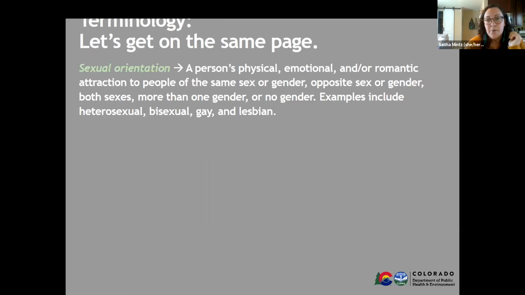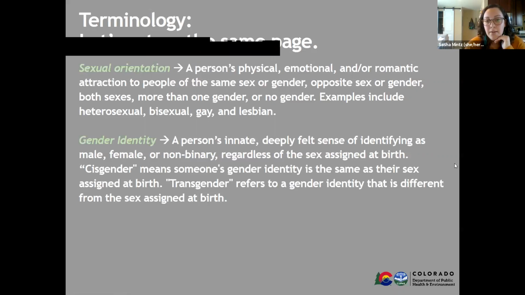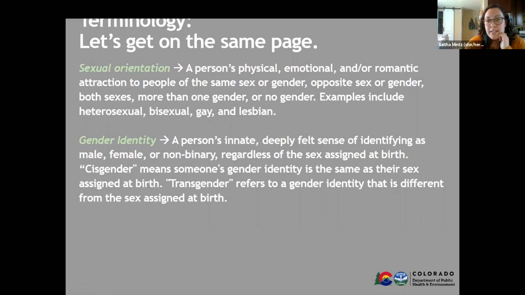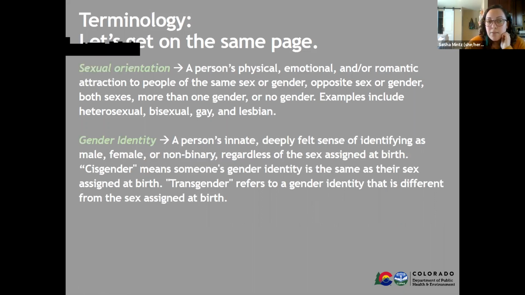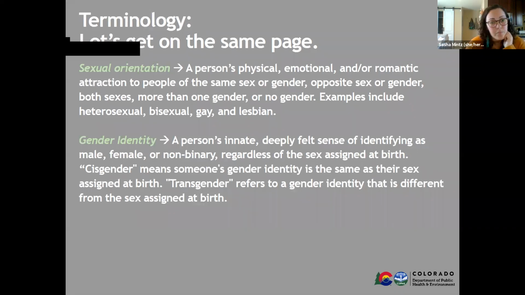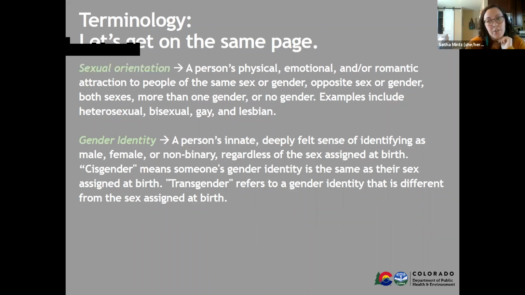Gender identity is a person's innate, deeply felt sense of identifying as male, female, or non-binary, regardless of the sex that they were assigned at birth. Cisgender means someone's gender identity is the same as their sex assigned at birth, and transgender refers to a gender identity that is different from someone's sex assigned at birth. It's important to mention that sexual orientation and gender identity are spectrums. Sexuality and gender are fluid and can change over time.